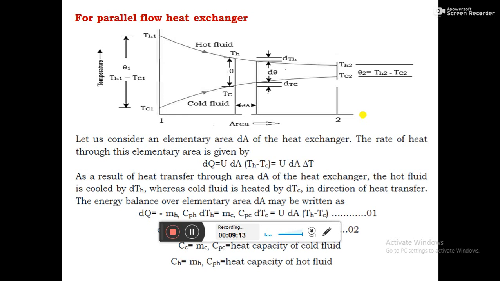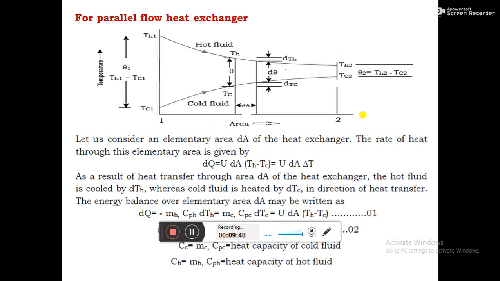As a result of heat transfer through this elementary area dA of the heat exchanger, the hot fluid is cooled by a small temperature dTh. Its temperature drops by a small amount dTh, whereas the temperature of the cold fluid rises by a small amount dTc in the direction of heat transfer.